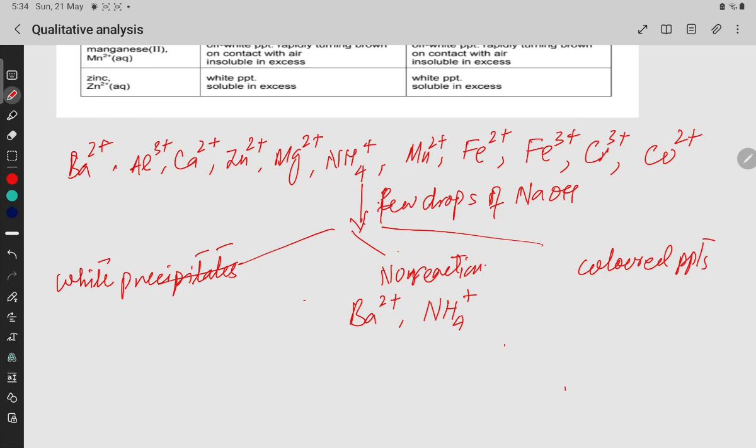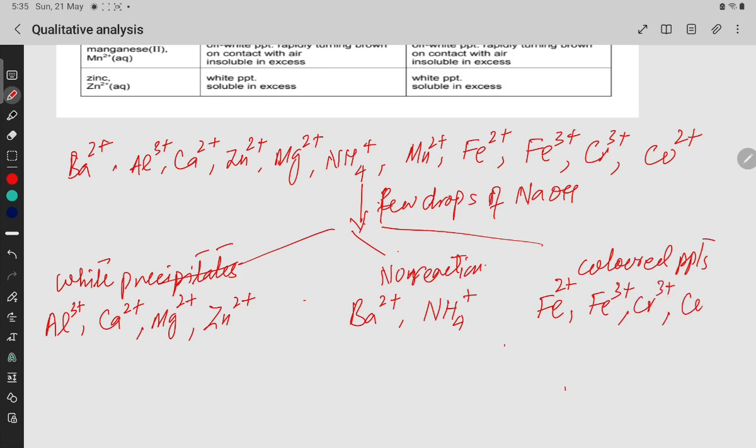And if you observe white precipitates when you add sodium hydroxide, it means the solution must contain aluminium ion, calcium ion, magnesium ion, and zinc ion. And if colored precipitates are formed, then the solution contains iron 2 ion, iron 3 ions, chromium 3 positive, and copper 2 ions.